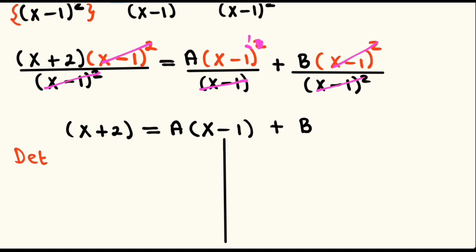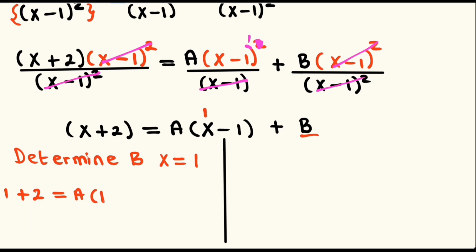We start by determining the numerical value of b by letting x strategically be equal to 1, because you can see 1 minus 1 will be 0, and 0 multiplied by that a will be 0. This will give us an opportunity to determine b. So we let x be equal to 1. Where there is x, we substitute 1. Even on the right hand side where there is x, we substitute the 1.